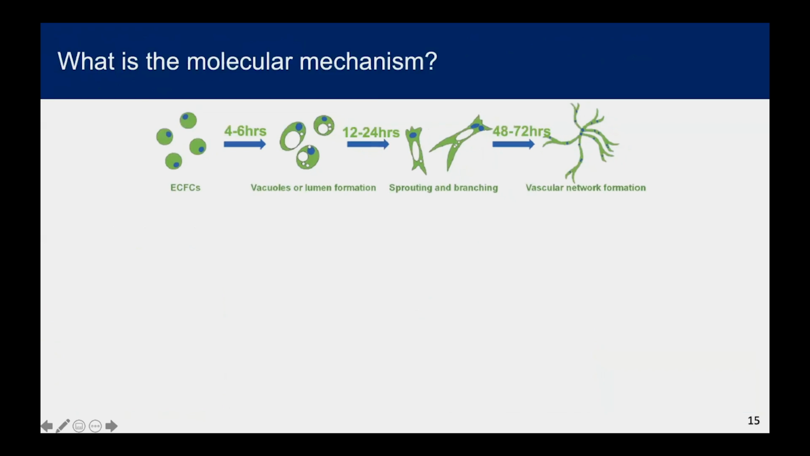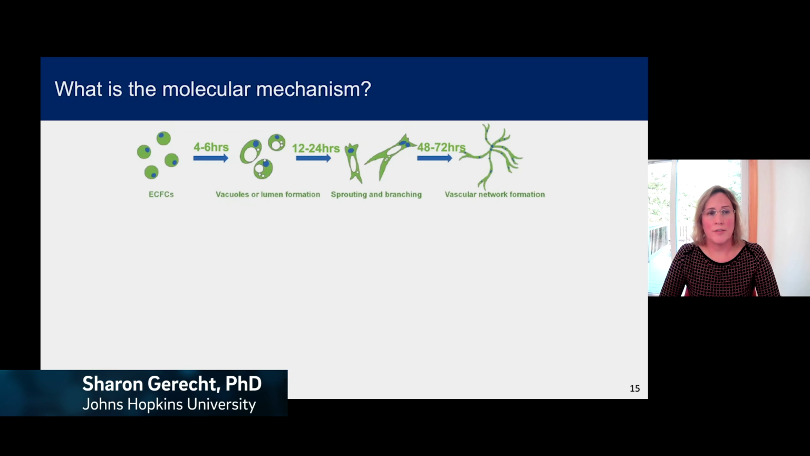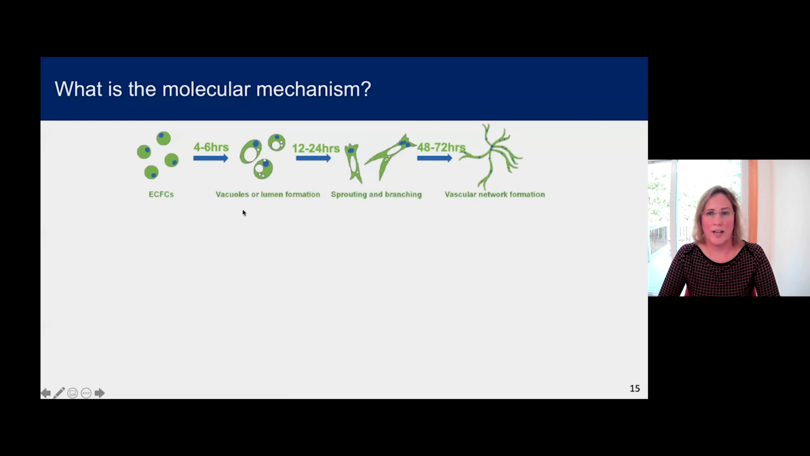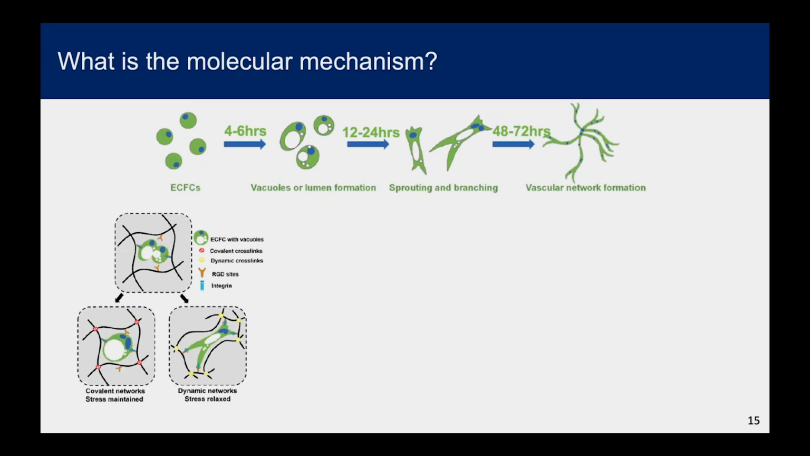We then wanted to understand more what is the mechanism that regulates this process. We first examined if the vacuole and lumen formation process, which takes in culture about 4 to 6 hours, is modulated between the two hydrogels, and we did not find any difference. Both of them allow the cells to undergo vacuole and small lumen formation. Then we hypothesized that in our hydrogels, the dynamic hydrogels allow the cells to contract and push, allowing them to sprout. And this does not happen in the non-dynamic hydrogels because they are not flexible.